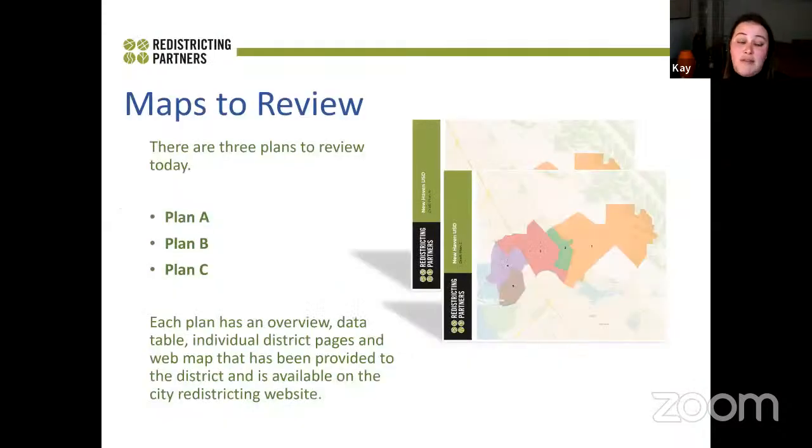So tonight we do have 3 draft plans to review. We have Plan A, Plan B, and Plan C. Each plan has an overview, data table, individual district pages, and an HTML web map where you can really zoom in and look at where those changes are, which I am happy to bring up after this presentation. They should be available on the redistricting website.